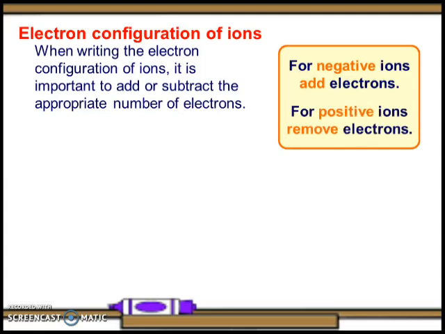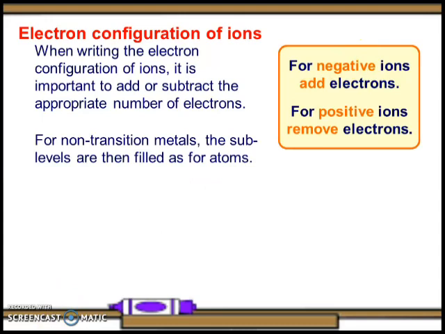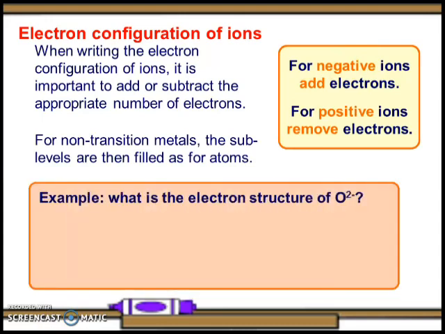The way we designate electronic configurations for cations and anions is essentially similar to that for the neutral atoms in their ground state. When you see an element or a compound with a plus or minus sign after it, that tells you that it is an ion. Cations have positive signs after them, and anions have negative signs. For non-transition metals, the sublevels are then filled as for atoms.